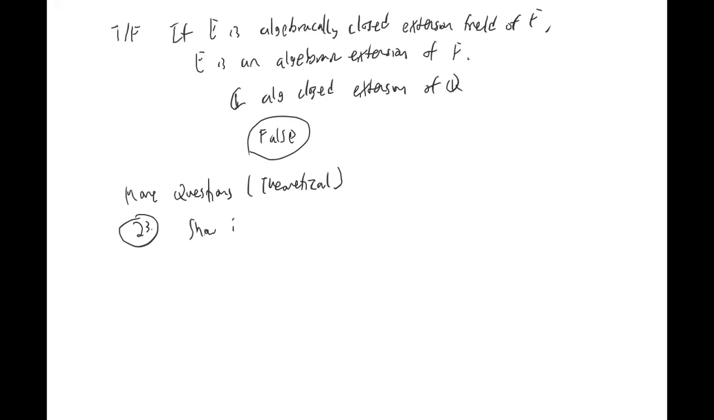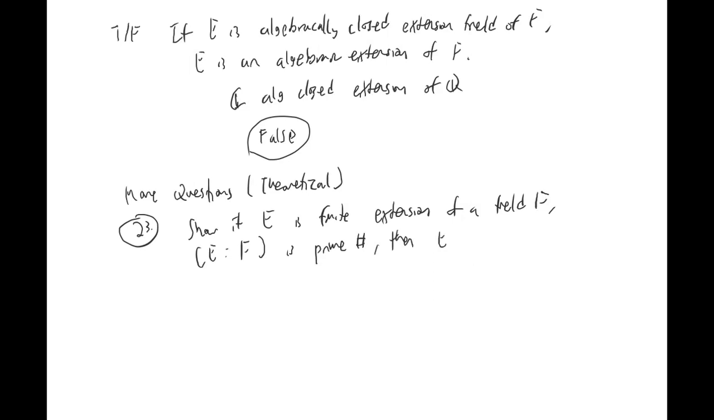Show that if E is a finite extension of a field F and [E:F] is a prime number, then E is a simple extension of F. If you recall, what does simple extension mean? I.e., E is F(alpha) for some alpha in E, not in F.